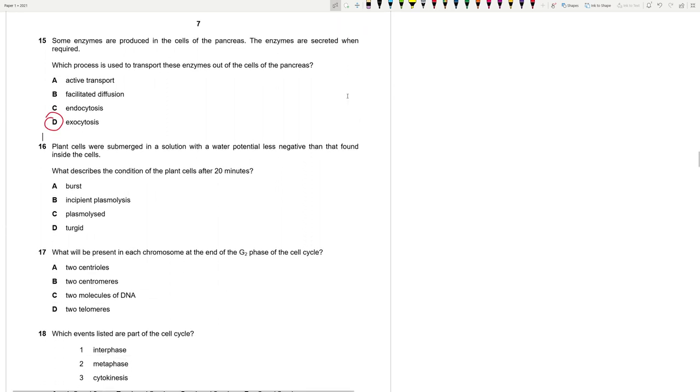Plant cells were submerged in a solution with a water potential less negative than that found inside the cells. What describes the condition of the plant cell after 20 minutes?